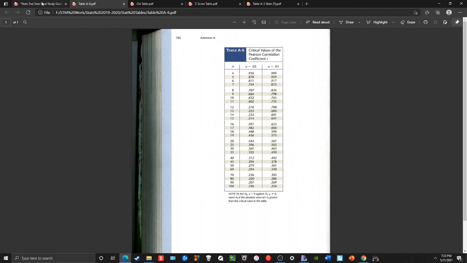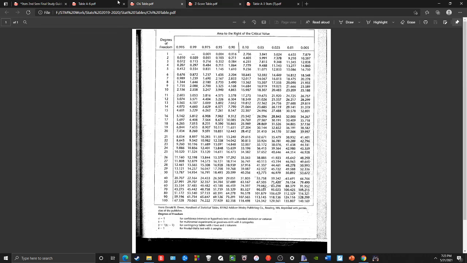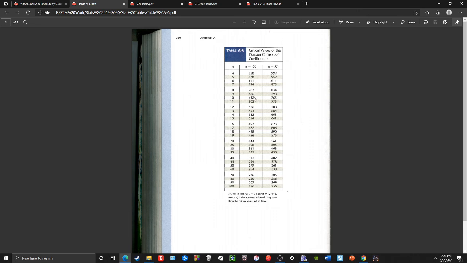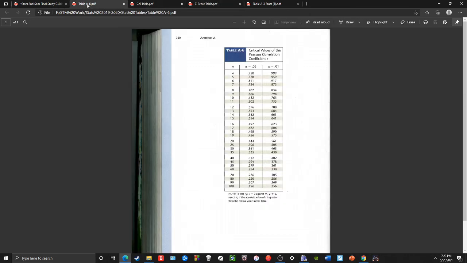0.666. So that means that my R value is more than my critical value. So therefore, I can use my equation. My equation is a good predictor because my R value was more than my critical value. If my R value, say, had been 0.2, well, 0.2 is less than 0.666.